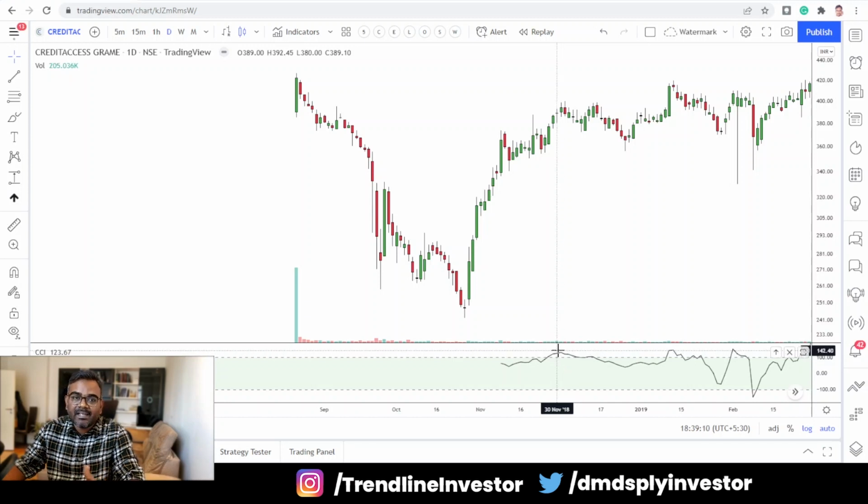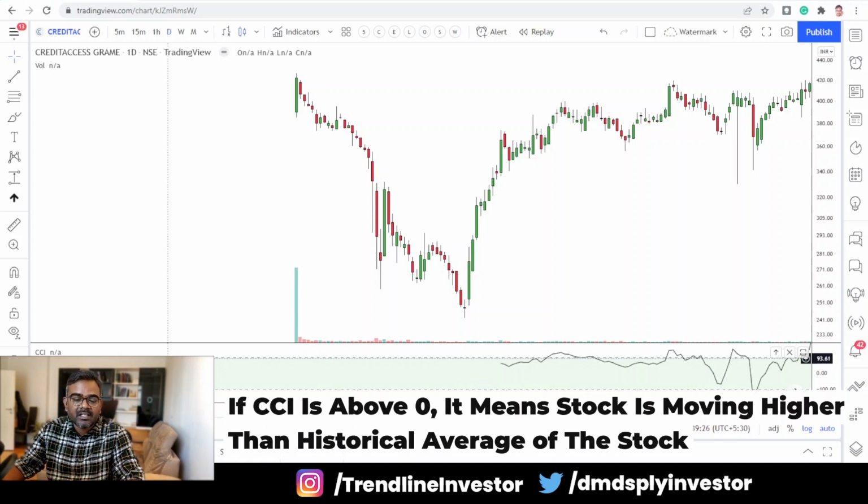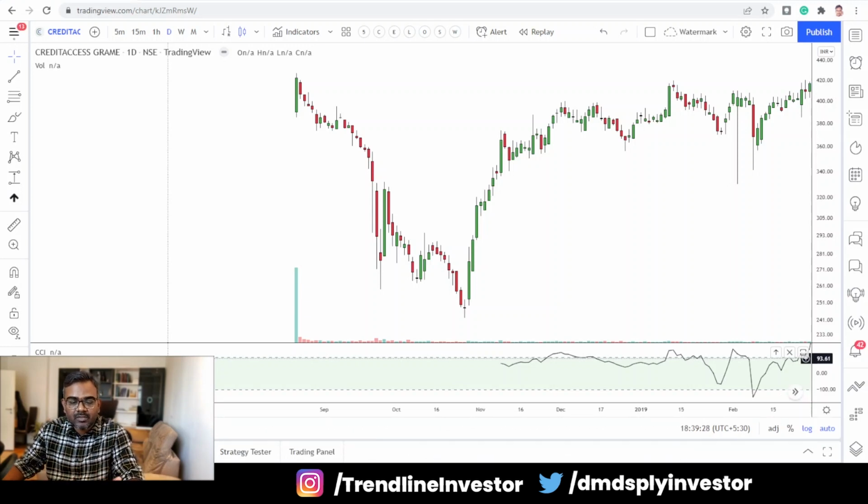So CCI can go to any level. It can go to minus 500, minus 600, depending on the momentum of the stock and compared to how much it has moved for the past n days. So you want to know that when CCI is above 0, it means the stock is now moving higher than the historical average. Okay, the historical 10 days or 20 days.